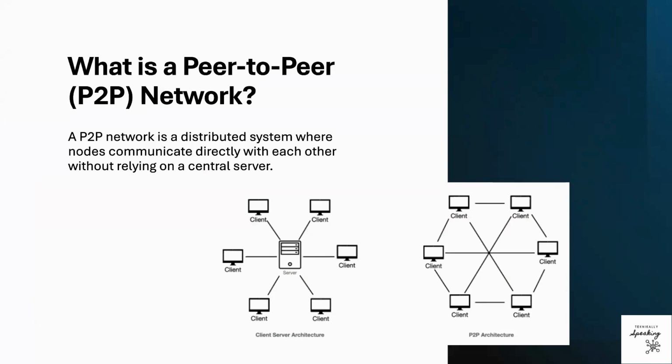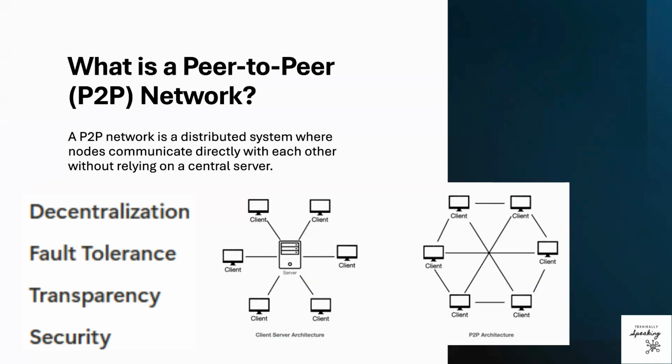A P2P network is a distributed system where nodes communicate directly with each other without relying on a central server. The key features here are decentralization, where every node stores a copy of the blockchain and participates equally. Fault tolerance, where the network can continue to function even if some nodes fail. Transparency. Transactions are shared across all nodes. And then security. Multiple copies of the blockchain make tampering practically impossible.